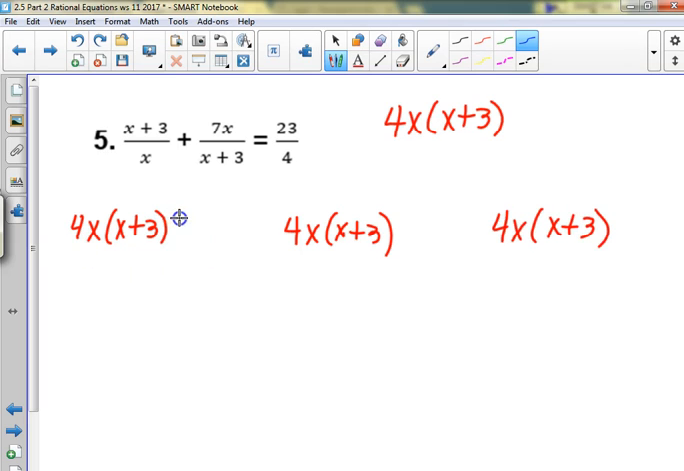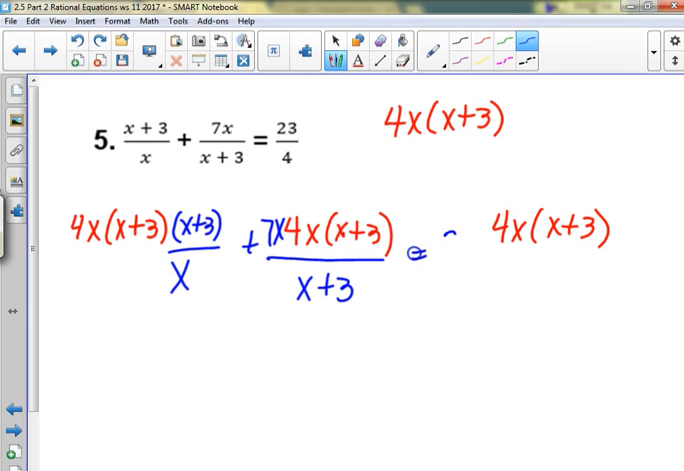All right. The first time I am multiplying by x plus 3 over x. Ew. No, I wish more canceled out. Then I have a 7x over x plus 3 and a 23 over 4. All right, what's the only thing that cancels out on the first one here?